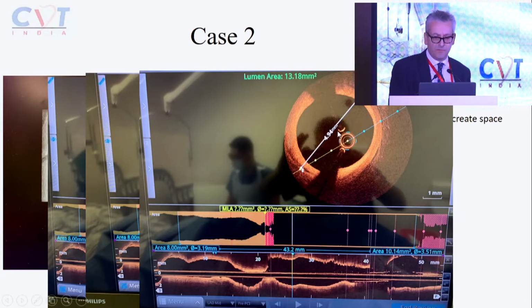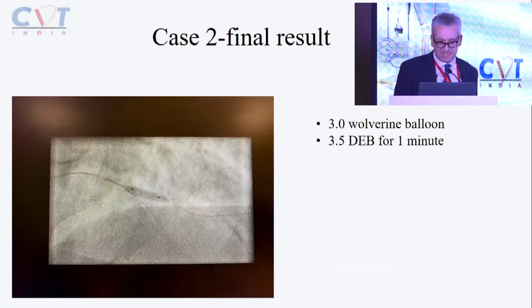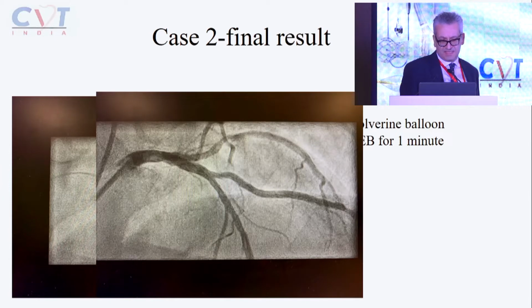Now, there's many different ways of treating this. Of course, you could use a diagonal to LAD approach. You can then do a KISS. You can use a 2-stent strategy. But I want to also show you that you don't need to use a stent in these sorts of cases. And what I elected to do was use a 3.0 Wolverine cutting balloon and then a 3.5 drug-eluting balloon for a minute in this case. And this is the final result, so actually quite a reasonable result.